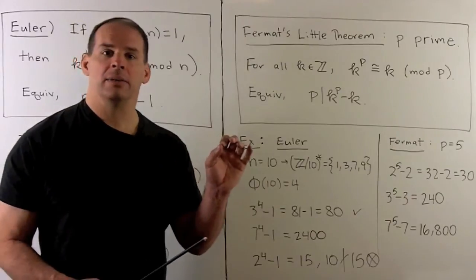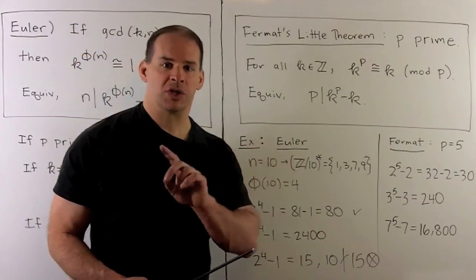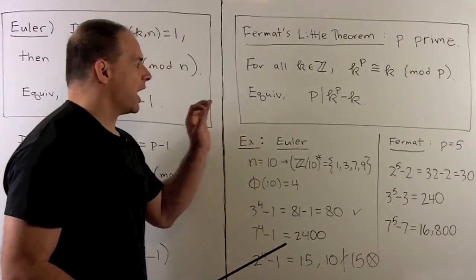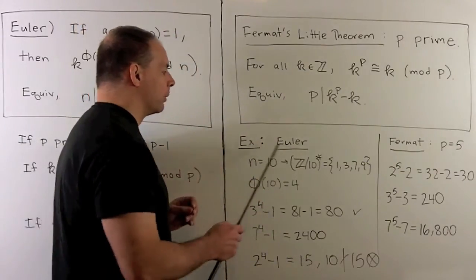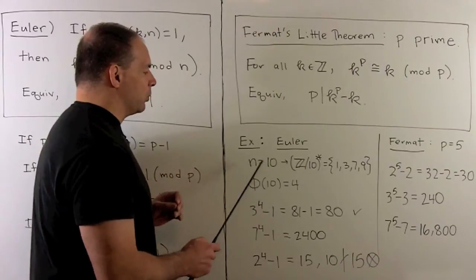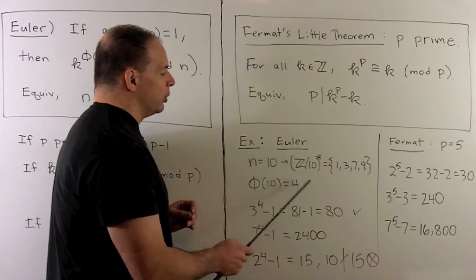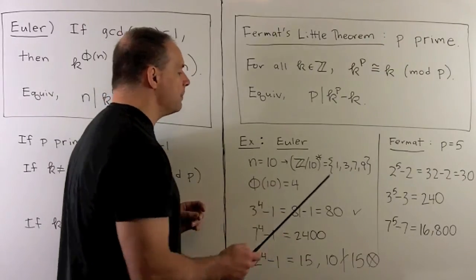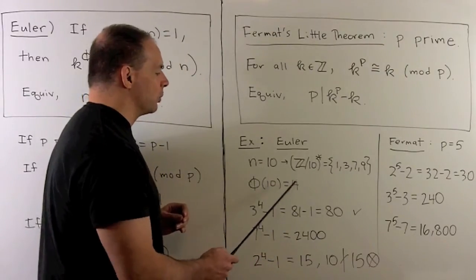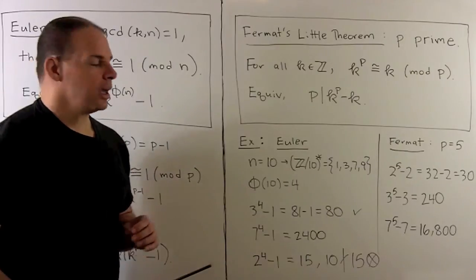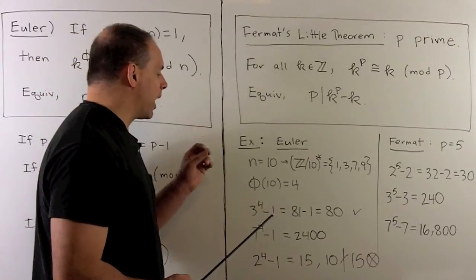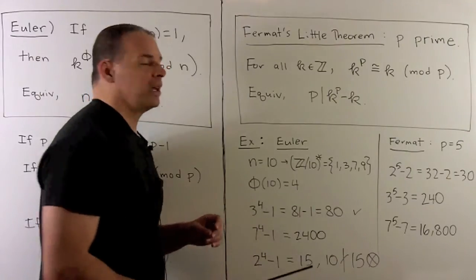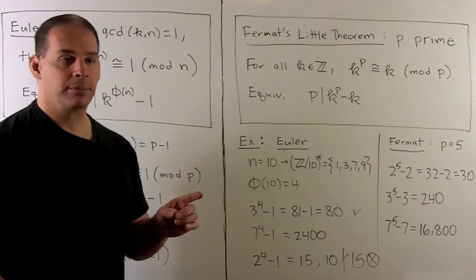Note, we're not likely to stumble upon this result just experimenting with integers. Now, let's check. First we'll check Euler. If I choose n equal to 10, the group of units in Z mod 10 has 4 elements: 1, 3, 7, and 9. So the totient function of 10 is equal to 4. I have to take numbers that are relatively prime to 10. So if I take 3 to the 4 minus 1, we get 80. 10 divides 80, so that checks.